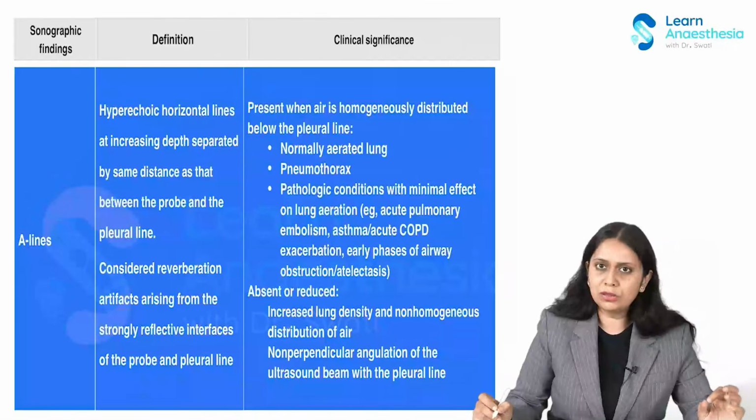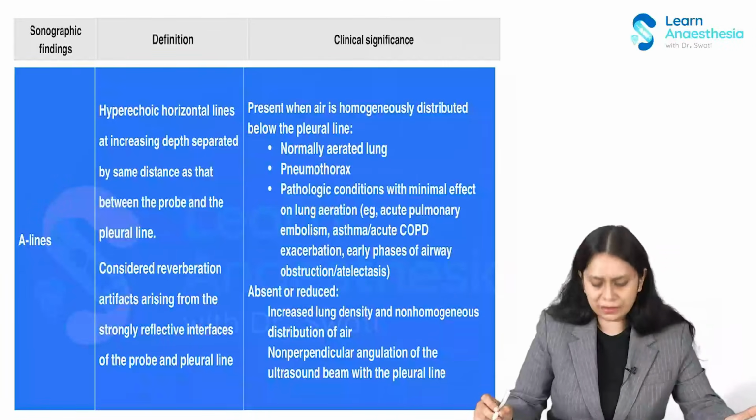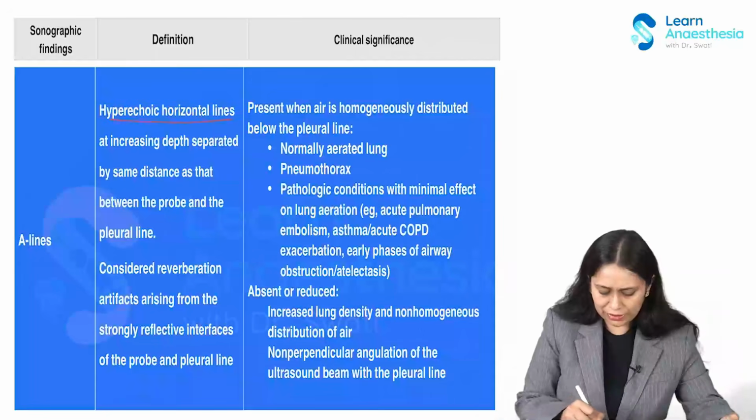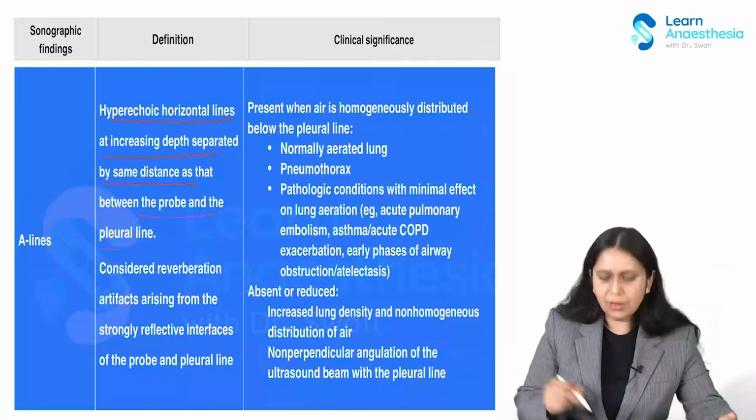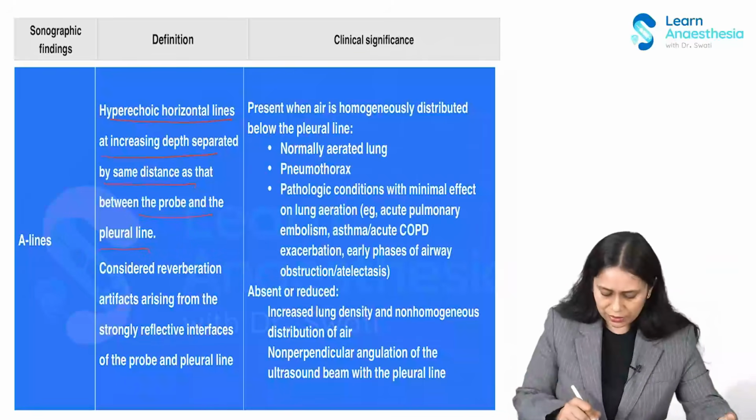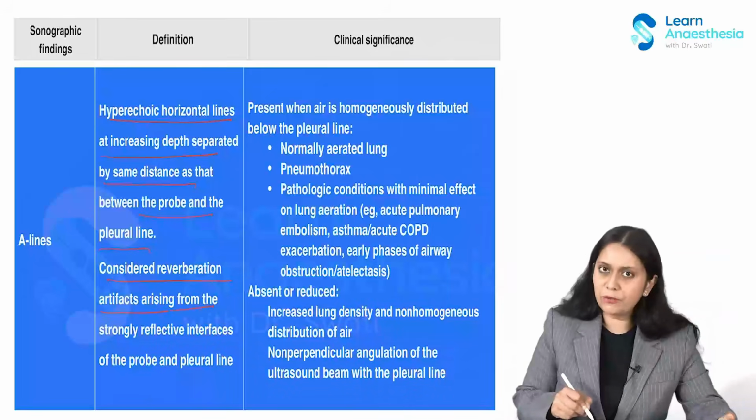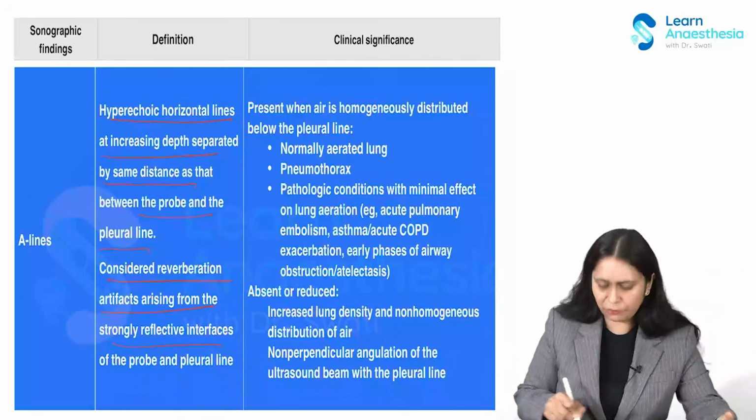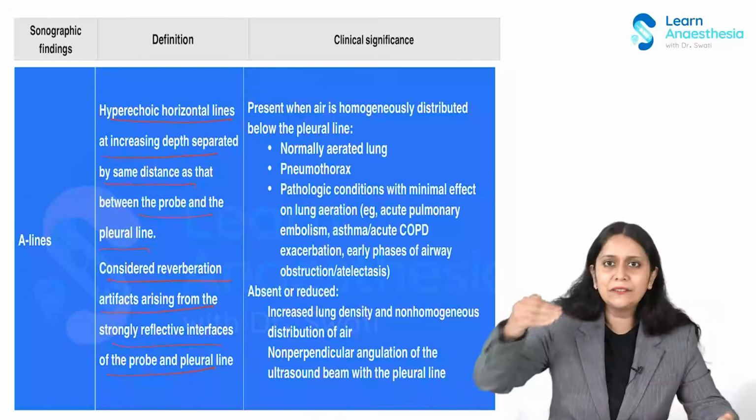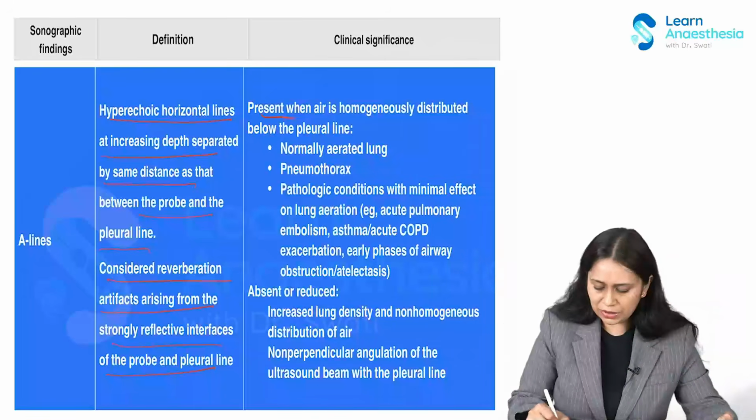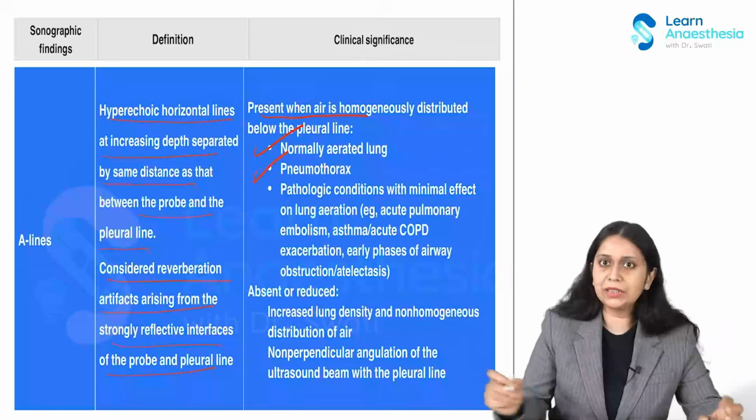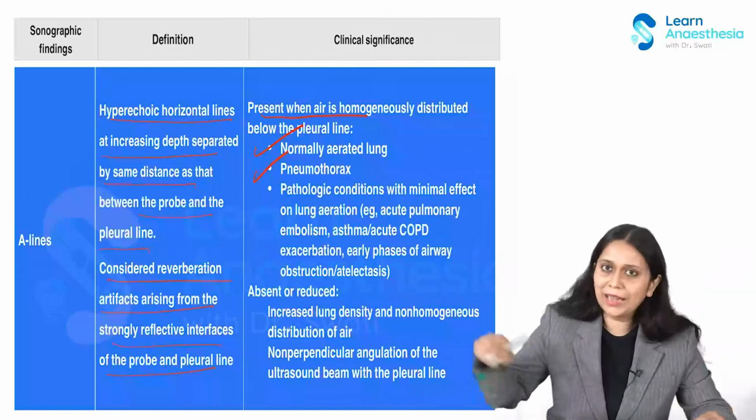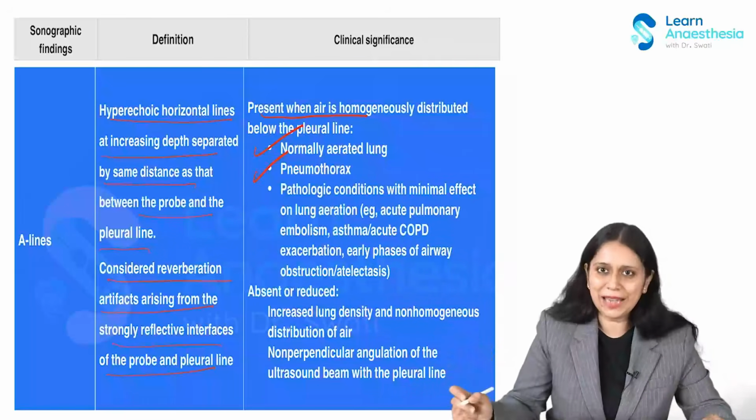Then let's talk about the normal A lines, which I have already discussed. They are hyperechoic horizontal lines at increasing depth, separated by the same distance as the distance of the pleural line from the probe. They are considered a reverberation artifact arising from the strongly reflected interface of the probe and pleural line. This is present when there is homogeneous ventilation, in a normally aerated lung. It will also be present in pneumothorax. So A lines will be present in pneumothorax, but the sliding sign will be absent.